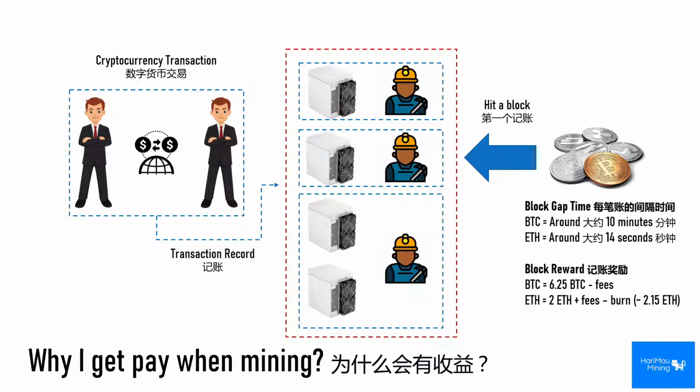Right? So every block gap time for different coins is different. For BTC it is around 10 minutes, for ETH it is around 14 seconds. Block rewards are also different among all coins. Now we go to the introduction of cryptocurrency mining.